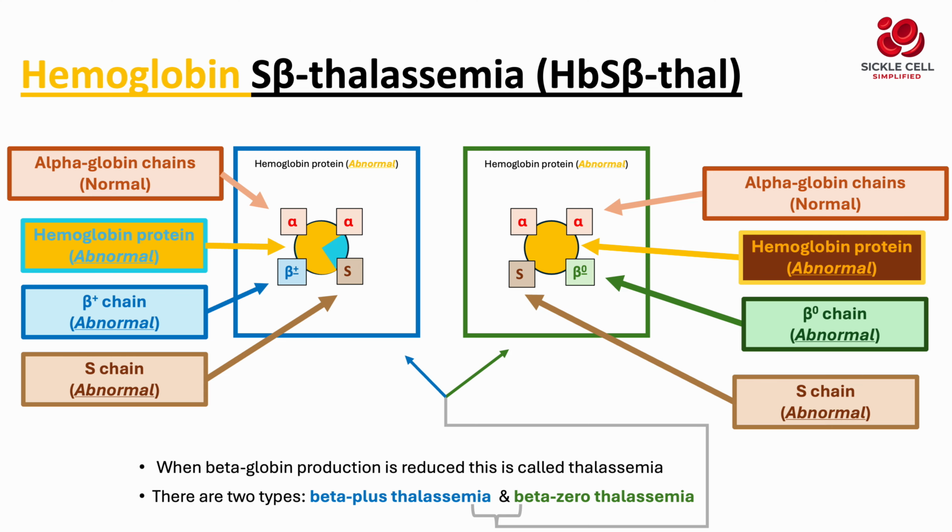I'll leave this slide here for just a second so you can see both types of thalassemia. Again, on the left, in the blue box, we have our beta plus chain, and on the right, in the green box, we have our beta 0 chain.